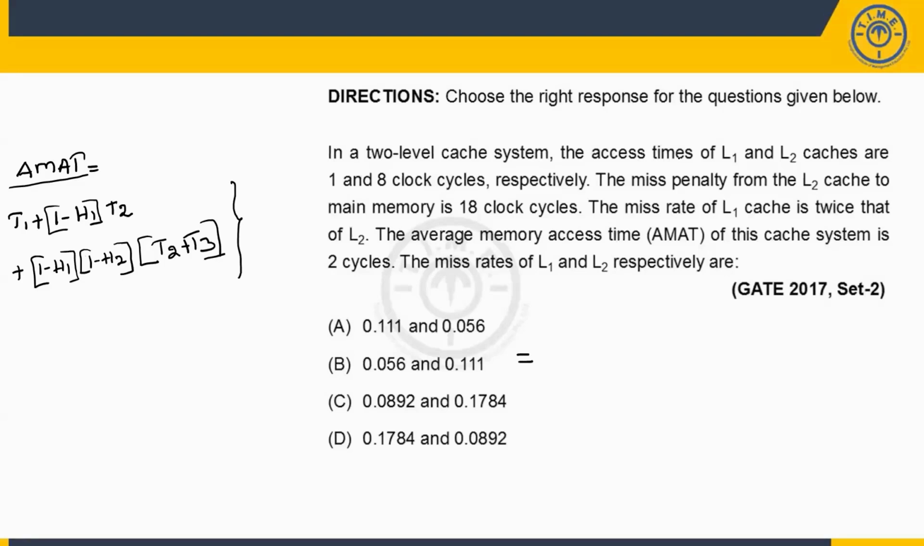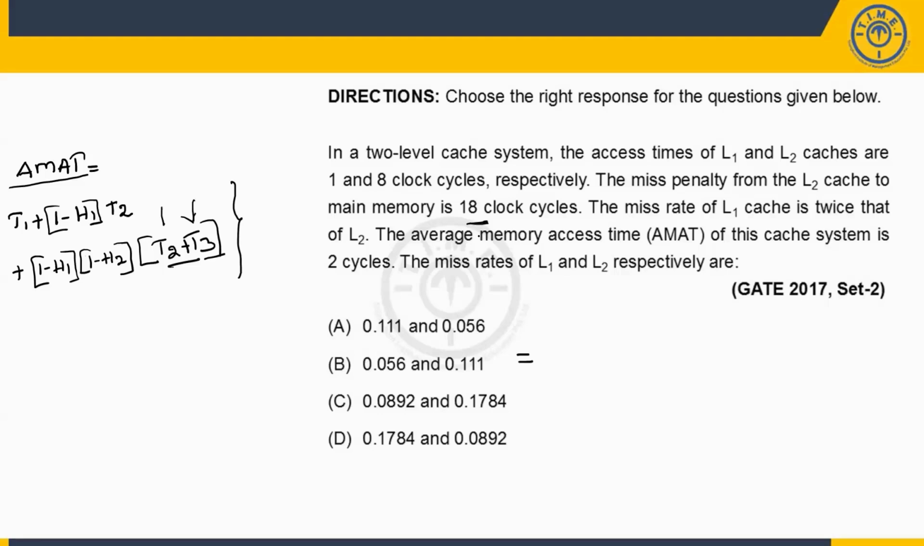In a two-level cache system, the access times of L1 and L2 caches are 1 and 8 clock cycles respectively. The miss penalty from L2 cache to the main memory is 18 clock cycles. So that is T2 plus T3 equal to 18 clock cycles, right? That includes the access time of L2 and the access time of main memory.